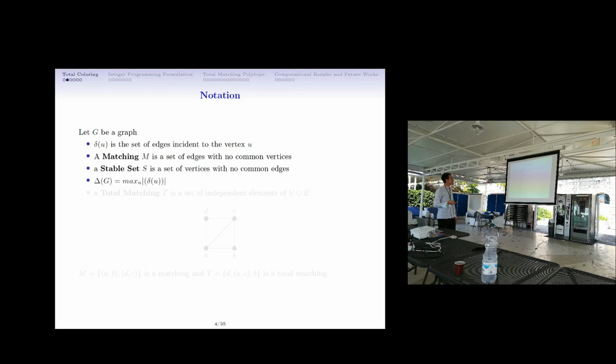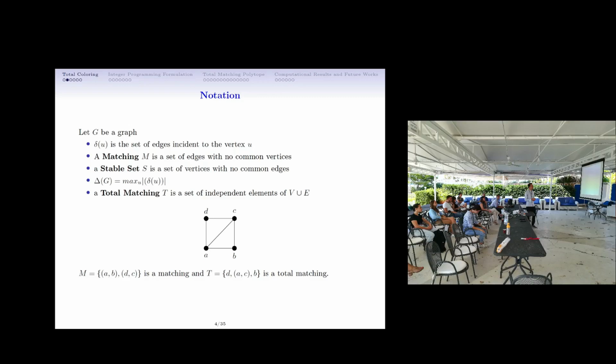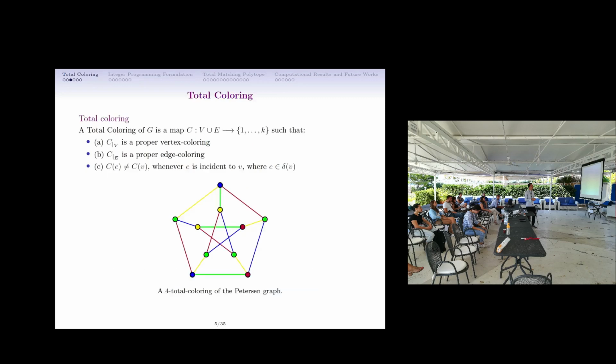Delta G is the maximum degree of a vertex in G, and a total matching T is a subset of independent elements of V union E. In this tiny graph with vertices A, B, C, and D, with edges AB, BC, CD, a matching M is composed by these two edges, AB and CD. That is a matching, and a total matching is composed by the vertices D and B and the edge AC.